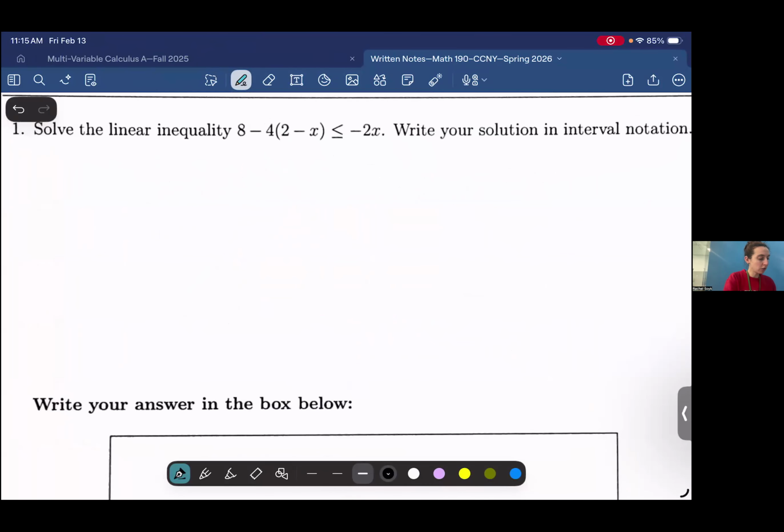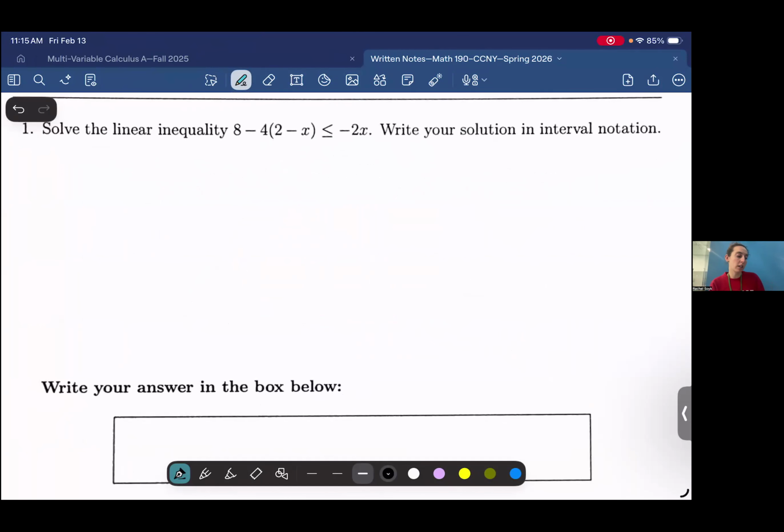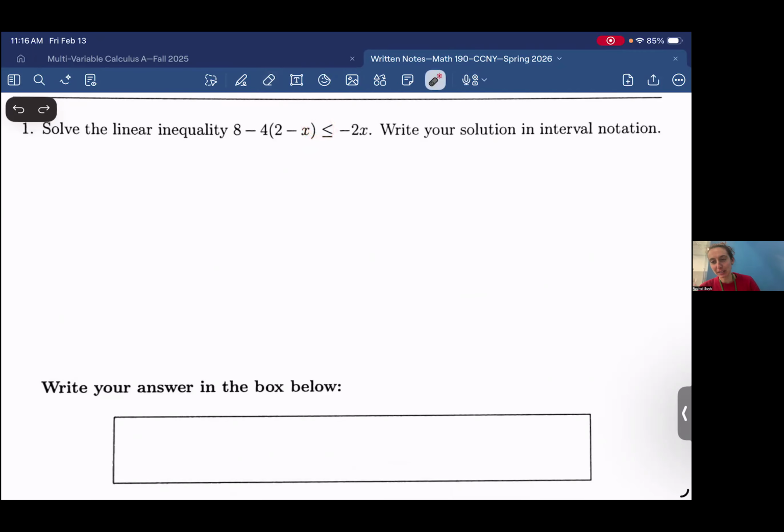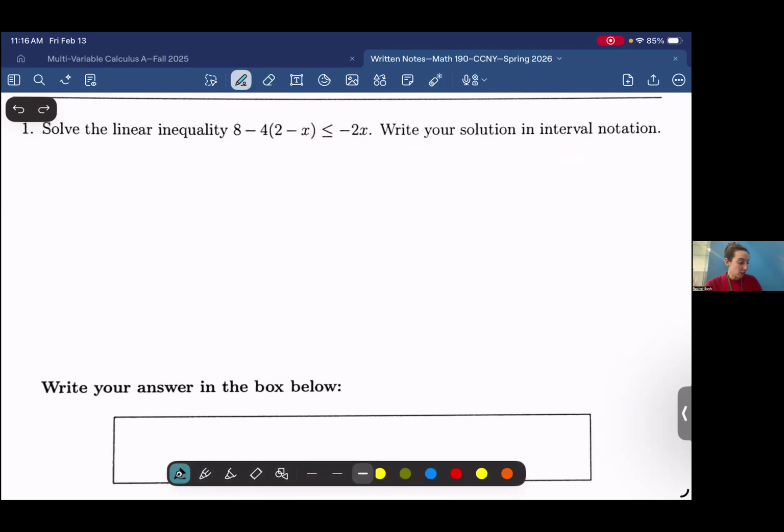We're asked to solve the linear inequality 8 minus 4(2 minus x) is less than or equal to negative 2x. And we want to write our solution in interval notation. All right, so let's jump into it.